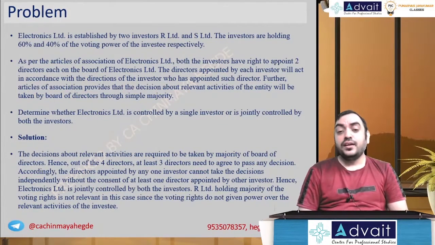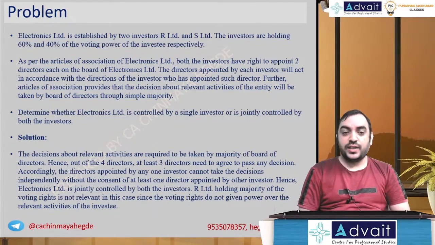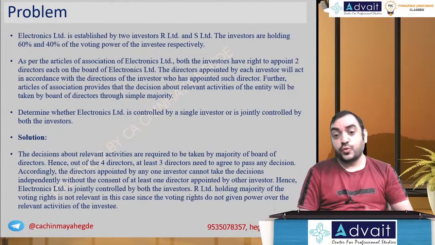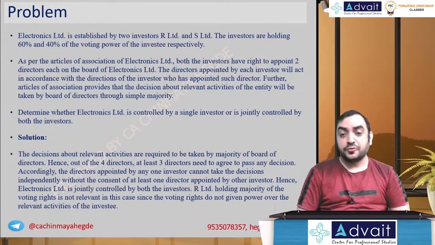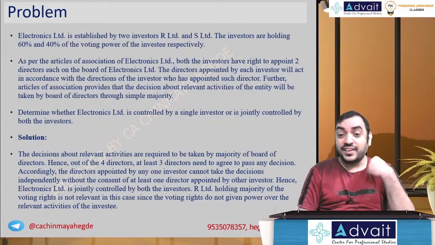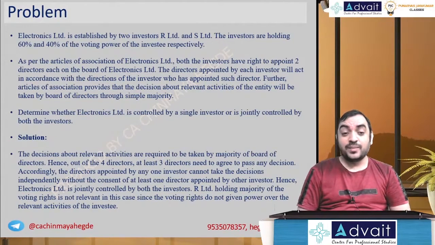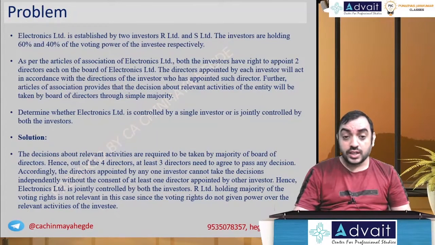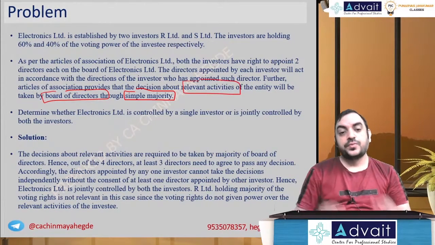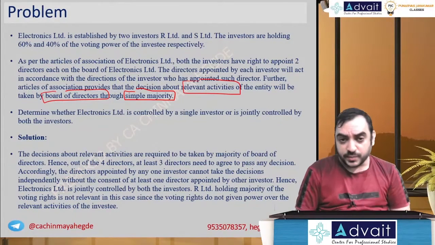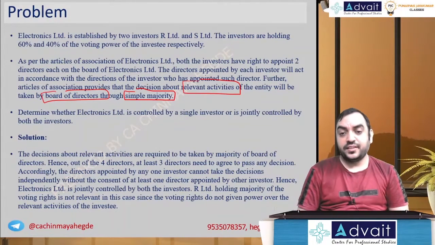Let's see. Directors appointed by each investor will act in accordance with the directions of the investor who has appointed such director. Further, Articles of Association provide that decisions about relevant activities of the entity are taken by the board of directors through a simple majority in the board of directors. Relevant activities. Determine whether Electronics Limited is controlled by a single investor or jointly controlled by both the investors.